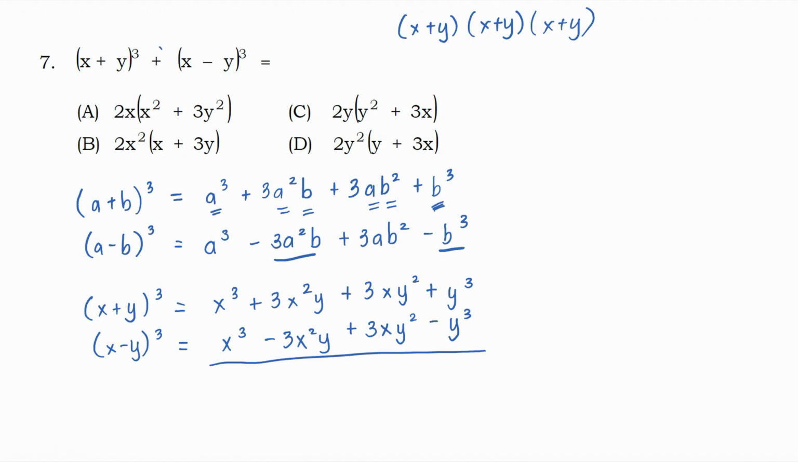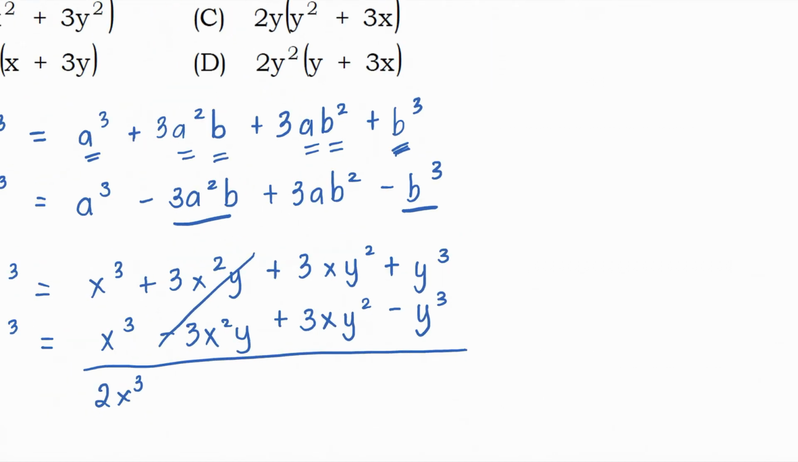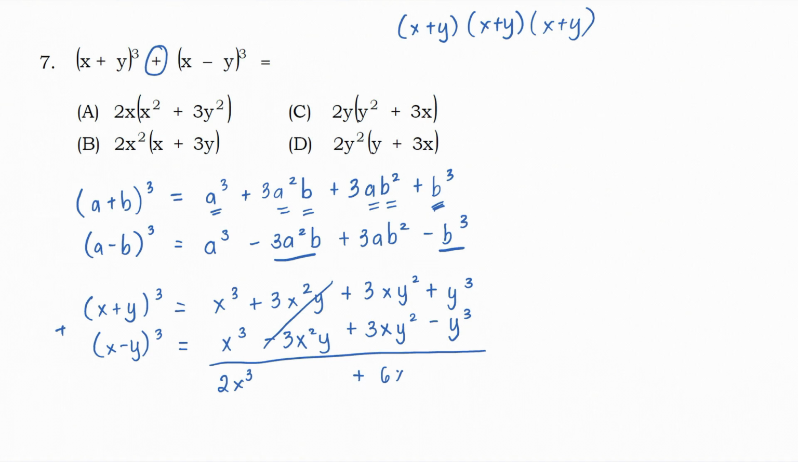And then, sabi, addition daw, diba? So, i-add natin. X cubed plus x cubed is 2x cubed. And then, this one will be 0, diba? Kasi, positive and negative. Tapos, pareho yung variables niya. And then, 3 plus 3 is 6. So, plus 6xy squared. And then, this one will become 0. Kasi, y cubed minus y cubed. So, we're left with 2x cubed plus 6xy squared. So, this one is the final answer.